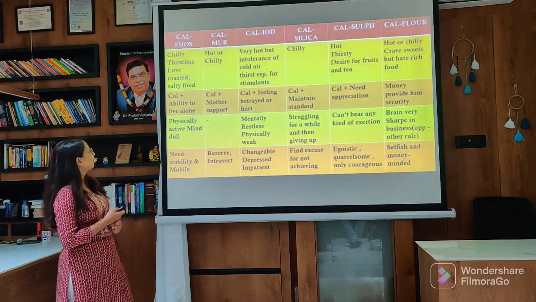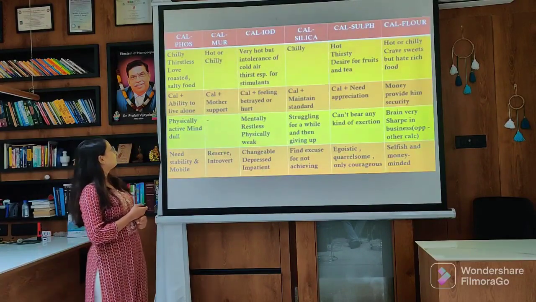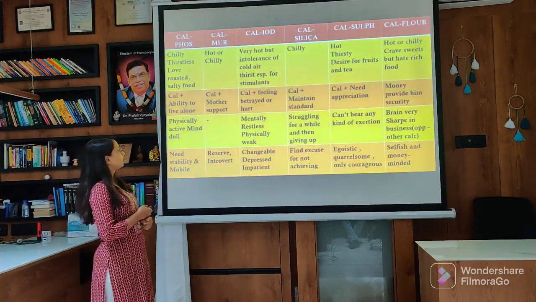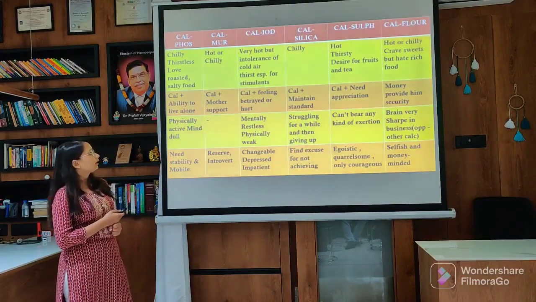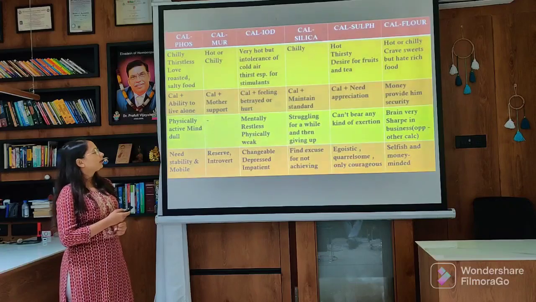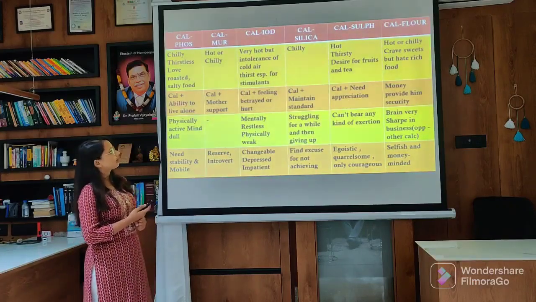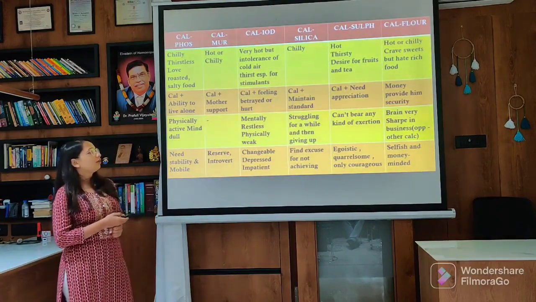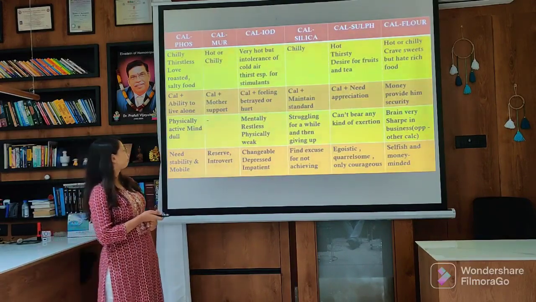Calcarea fluorica is like Calcarea element plus ability to live alone. Calcarea muriatica, Calcarea plus mother support. Calcarea iodata, Calcarea plus feeling bitter and hurt. Calcarea silicata, Calcarea plus maintaining the standard. Calcarea sulphurica, Calcarea plus need for appreciation. Calcarea fluorica, money provides him security.